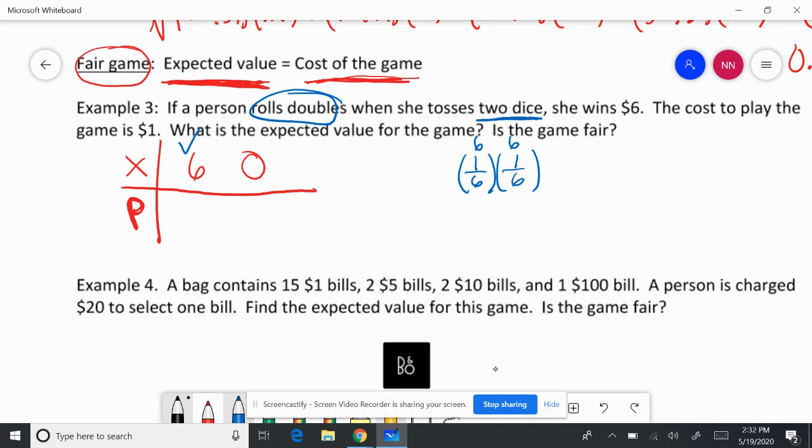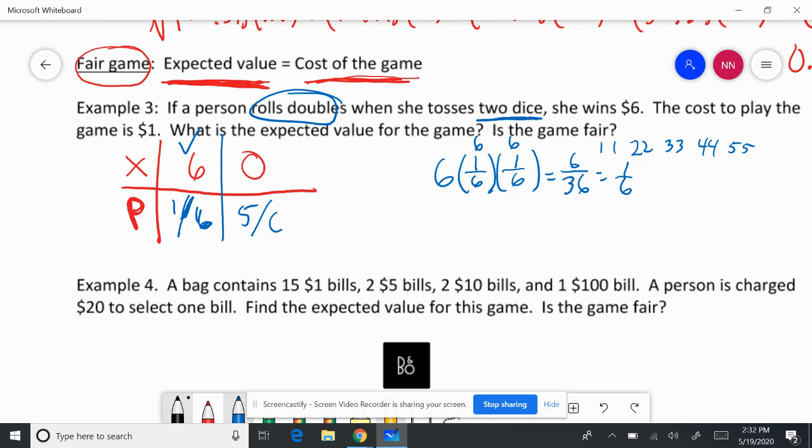Now, it's not just rolling a 6 and a 6. They could be rolling a 1 and a 1, or a 2 and a 2, 3 and a 3, 4 and a 4, or a 5 and a 5. So there's 6 possibilities that the person could roll doubles. If we multiply this out, that would be 6 out of 36, or 1/6. So the probability of winning $6 is 1/6. Because this is a discrete random variable table, the probability of losing would be 5/6, because these have to add up to 1.